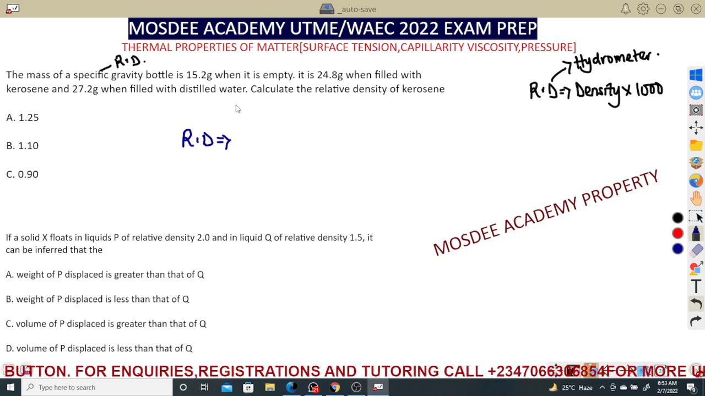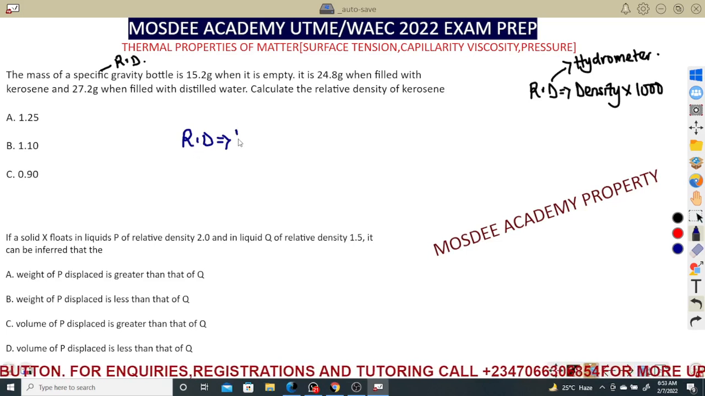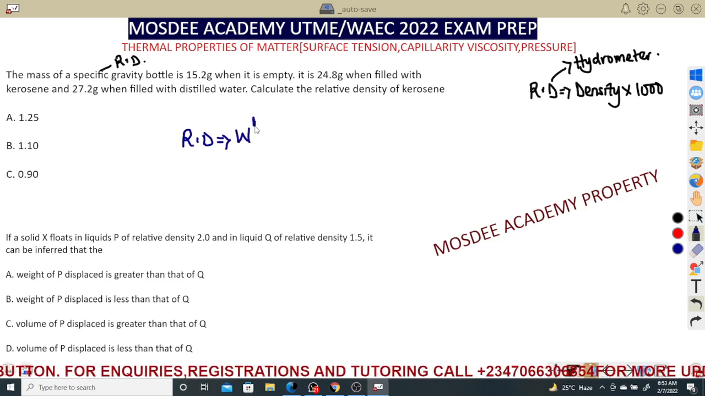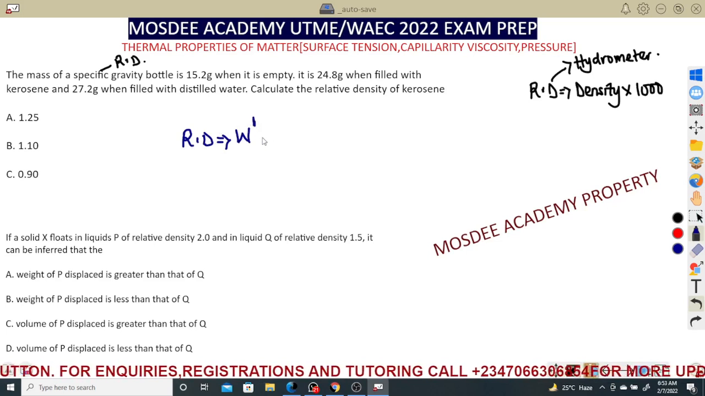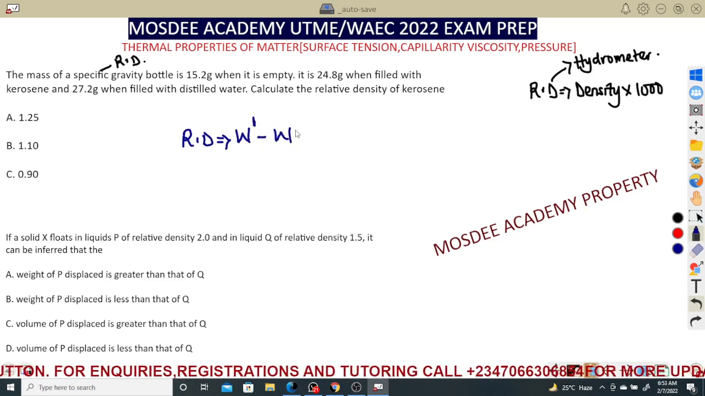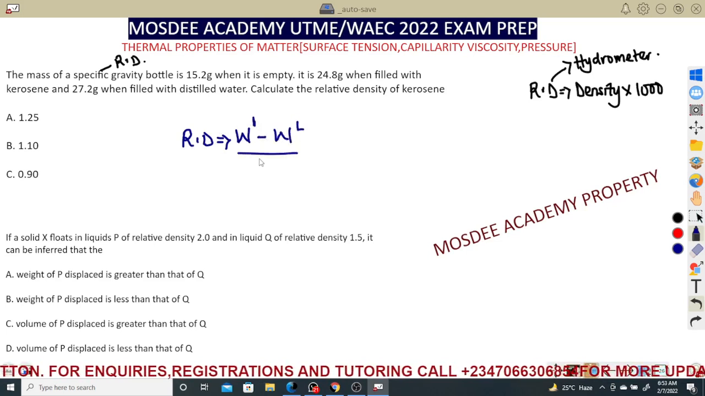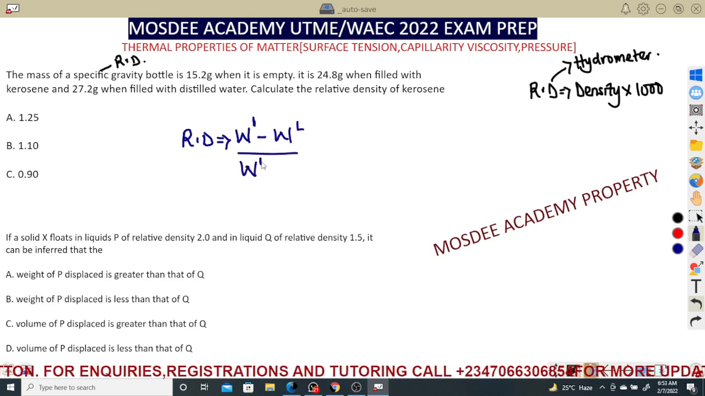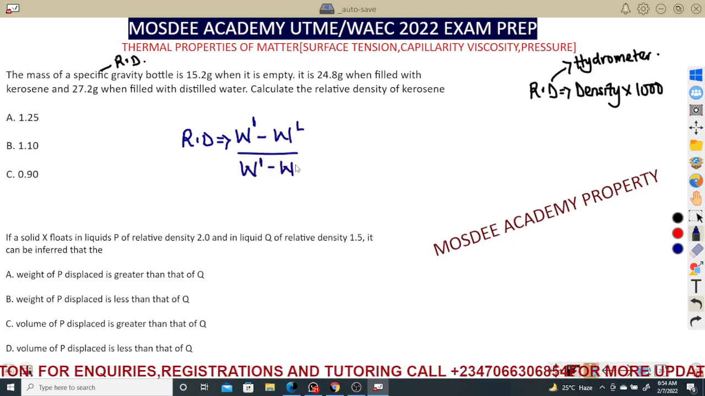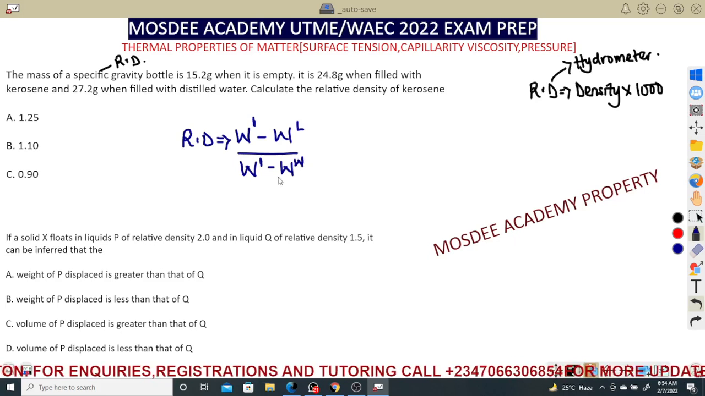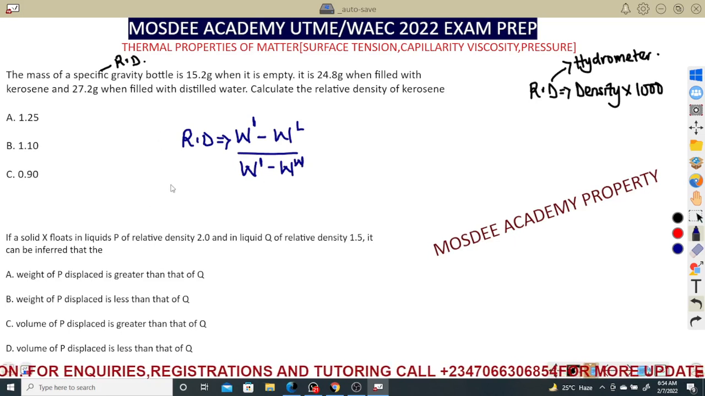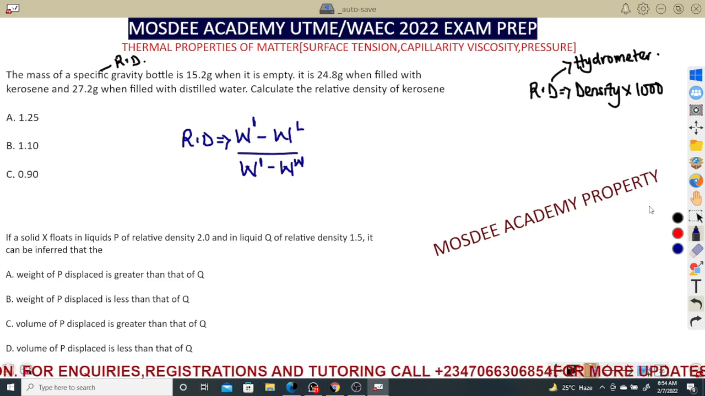Now, the relative density of a liquid is given in terms of the weight of that substance in air. Please write that as W prime minus the weight in the liquid you use, divided by the weight of the substance in air minus the weight in water. We can do the illustration, but time will not permit. So for liquids, you can always keep this formula in the back of your mind.